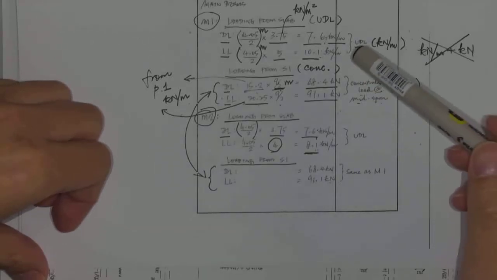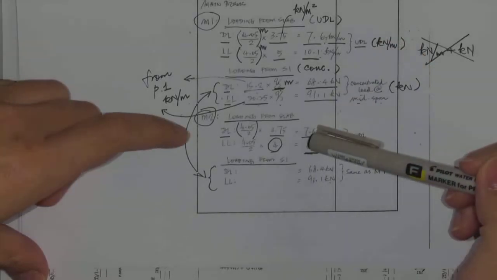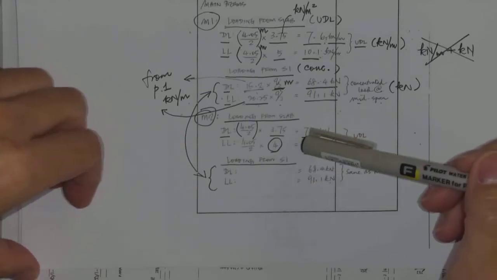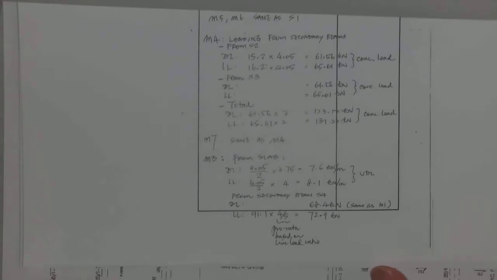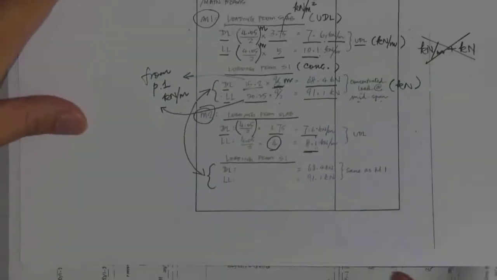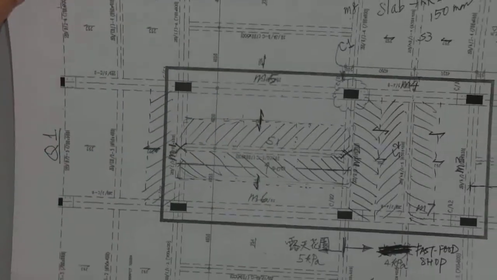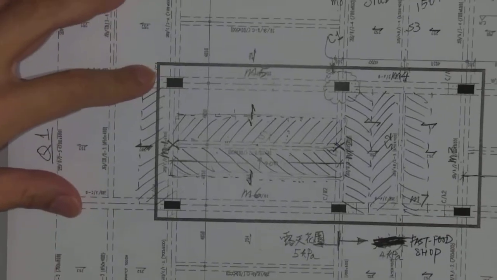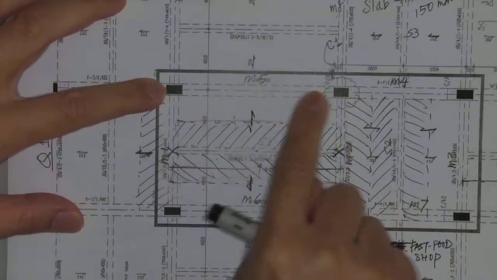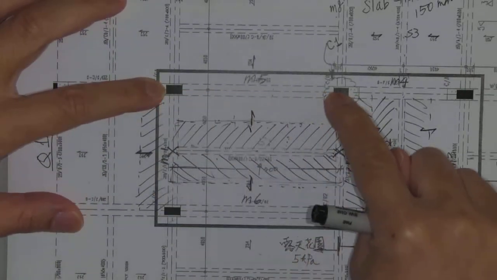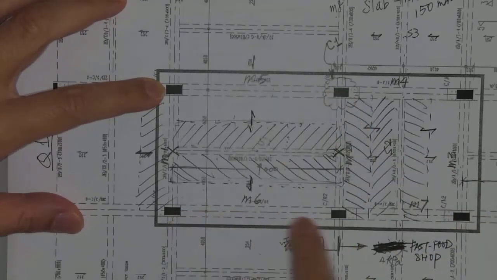Right, so that's how you get all the numbers for M2. M5, M6. Let's look at M5 and M6. M5 is here. M6 is that one.